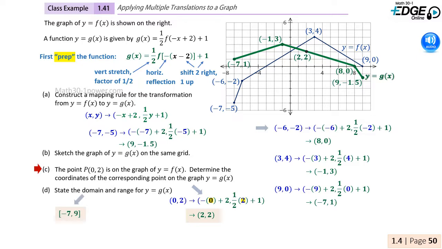Given that we've already drawn the graph, we can identify that the domain of the transformed graph is from the leftmost point of -7 to the rightmost point of 9. And the range is from the lowest point of -1.5 to the highest point of 3.